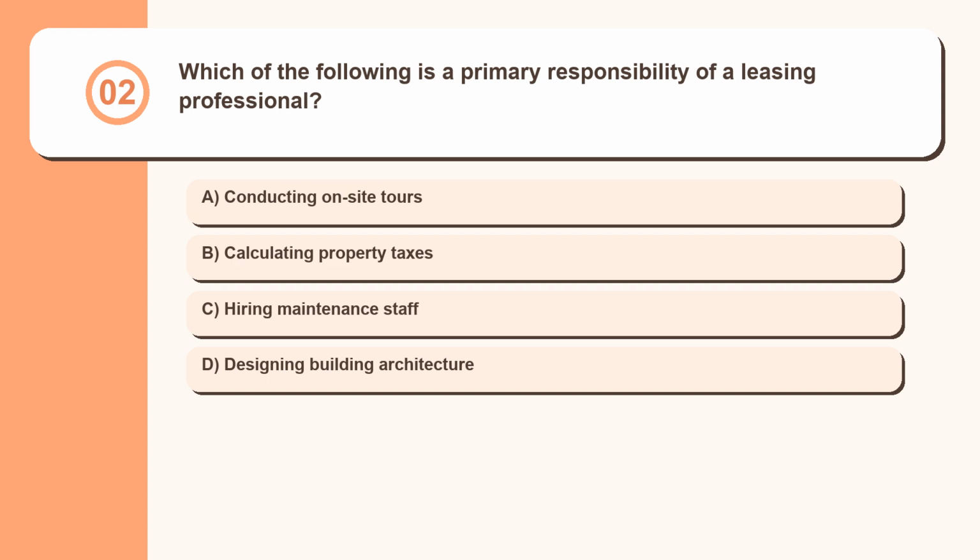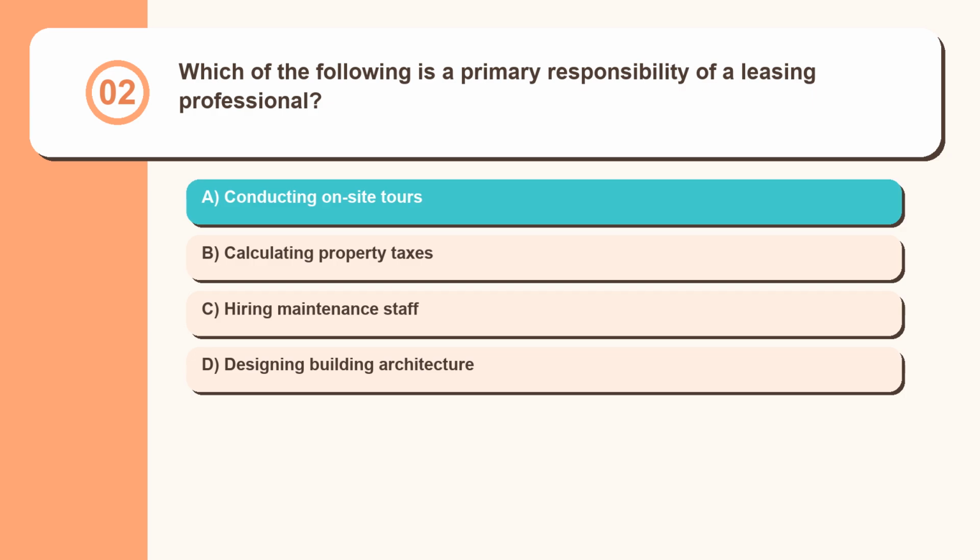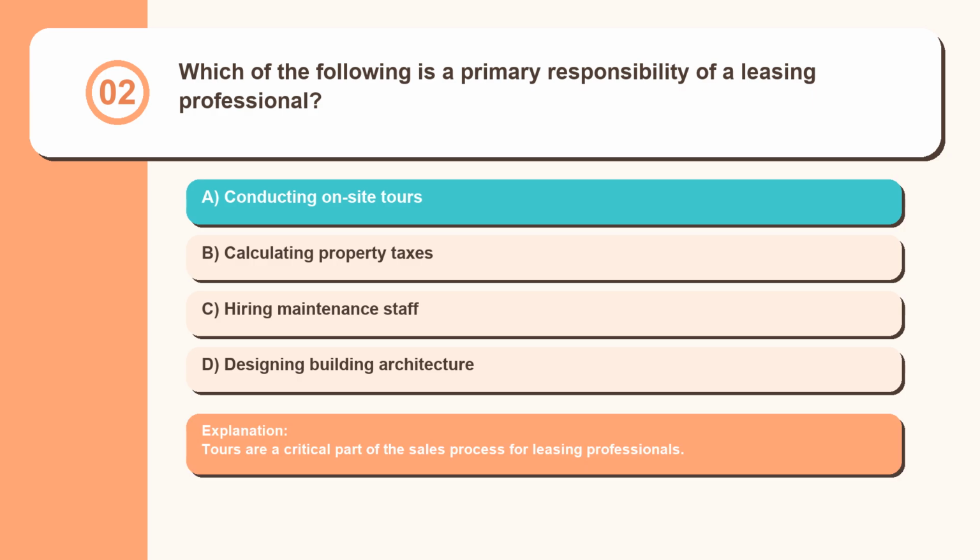Question 2. Which of the following is a primary responsibility of a leasing professional? Conducting on-site tours, calculating property taxes, hiring maintenance staff, designing building architecture. Tours are a critical part of the sales process for leasing professionals.